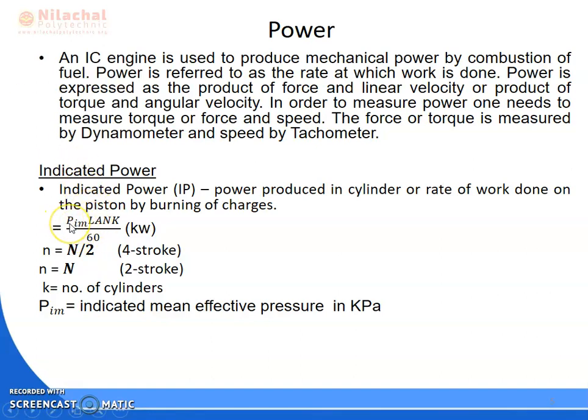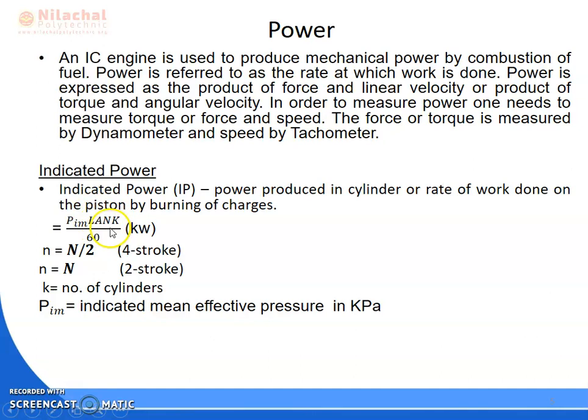So how do you calculate indicated power? Force per unit area is pressure. Force is applied on the piston, and the piston has some area. Pressure is applied so that the piston moves from TDC to BDC. The volume covered by the piston when it moves from TDC to BDC is the swept volume. The force is pressure into area, and displacement is L. Area times L is pi by 4 D square L, that is the swept volume.